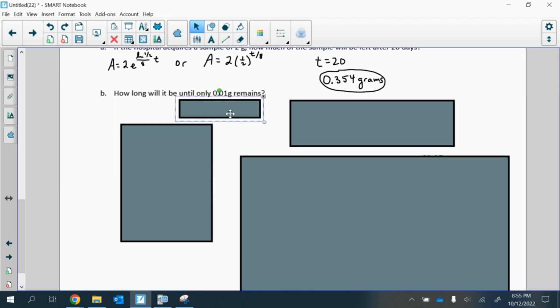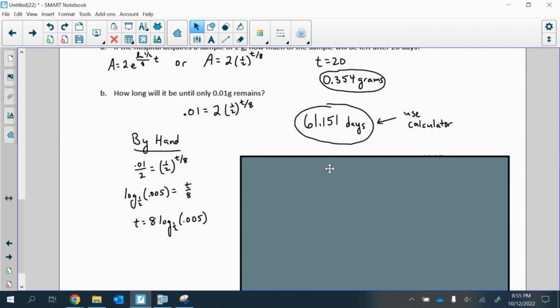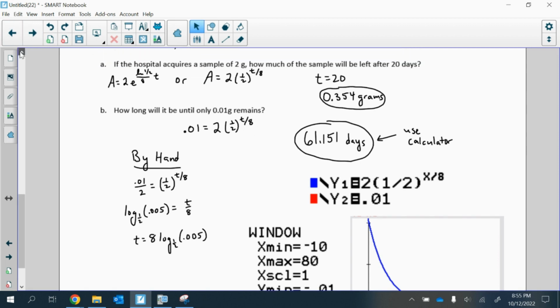How long will it be till only 1/100th of a gram remains? So you would plug 0.01 in for y. You can do this 2 ways. You can solve by hand, and you can get 8 times log base 1/2 of 0.005. That's fine, but if it's on the calculator part of a test, I'd recommend just using your calculator. So you plug 0.01 in for y, and then 2 times 1/2 to the x over 8, or the e version of it.